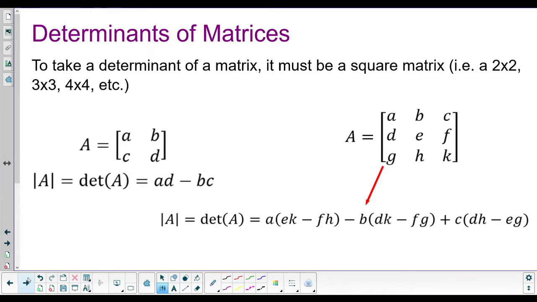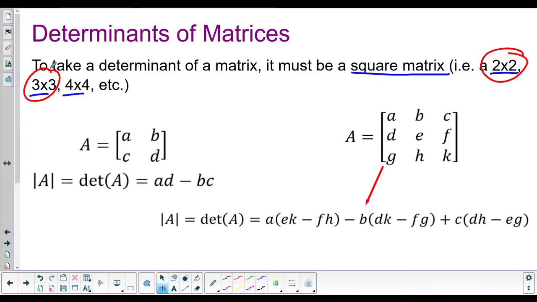So let's talk about the two types of determinants you're going to see and what's required to even be allowed to find a determinant in the first place. To take a determinant of a matrix, it must be a square matrix. So a 2 by 2, a 3 by 3, a 4 by 4, etc. The ones we're going to look at are only the 2 by 2 and the 3 by 3. After the 3 by 3, taking determinants by hand becomes far too much work for it to be, how do I want to put this? Worth it? I don't know.